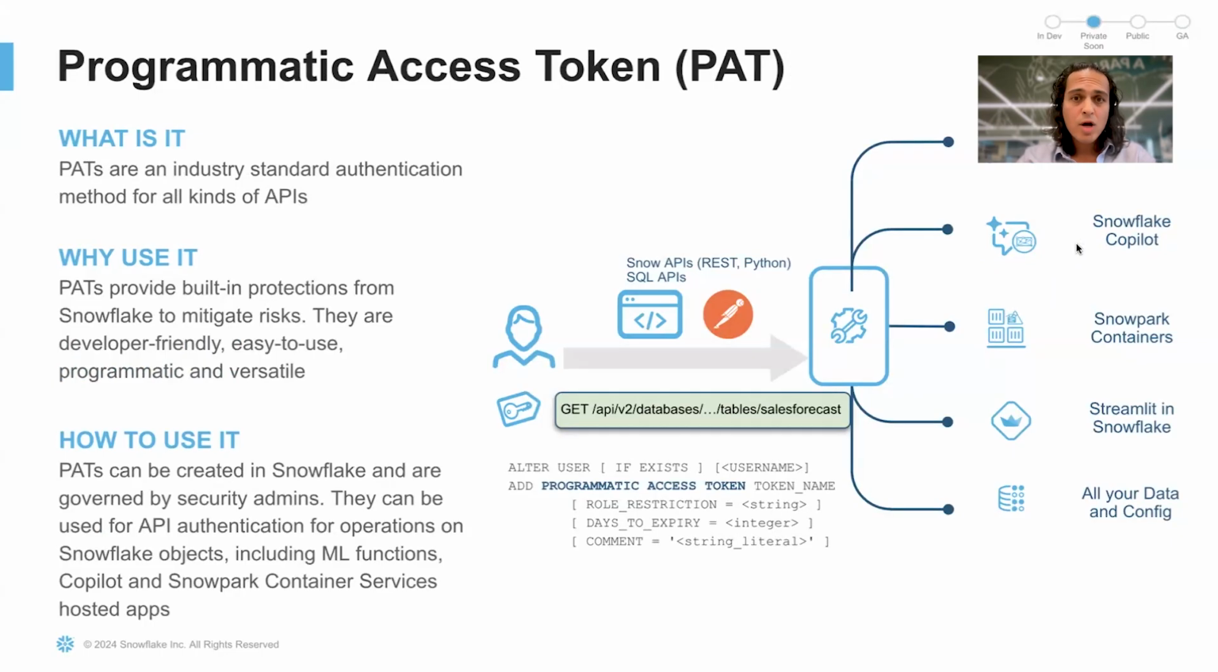Another announcement that we have coming in private preview soon is programmatic access tokens, or PAT. PATs are the industry standard authentication method for all kinds of APIs. The Snowflake PAT provides built-in protection to mitigate the risk of being replayed, and they're developer-friendly, easy to use, and versatile. PATs can be created in Snowflake and are governed by the security admins. They can be used for API authentication, for operations on Snowflake objects, including ML functions, Copilot, and Snowflake Container Services.